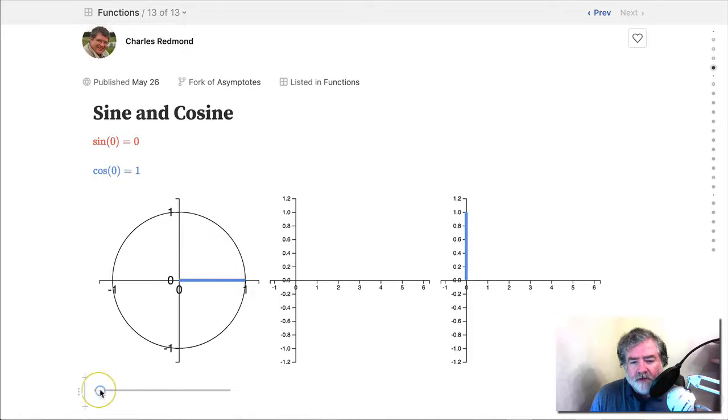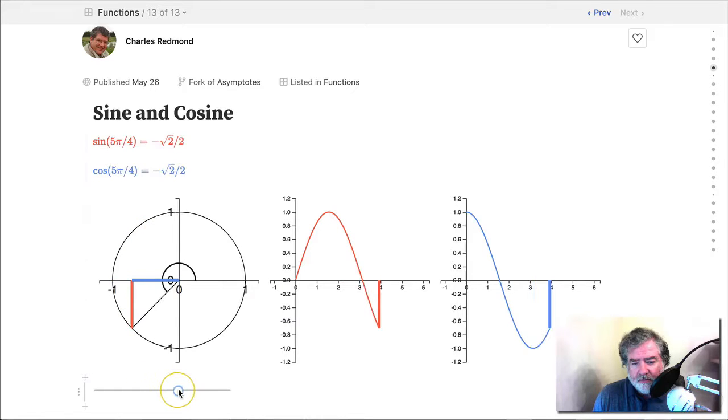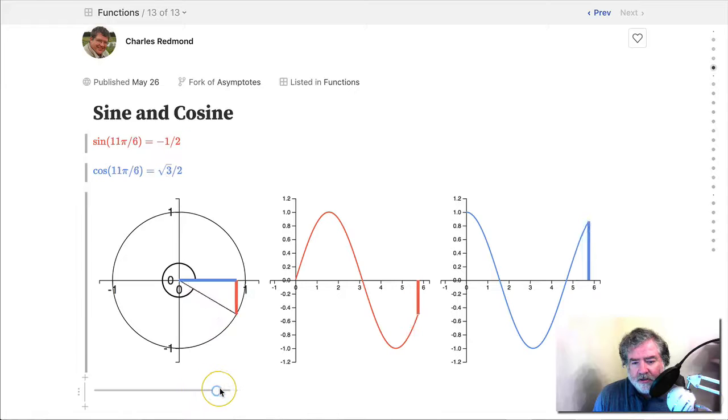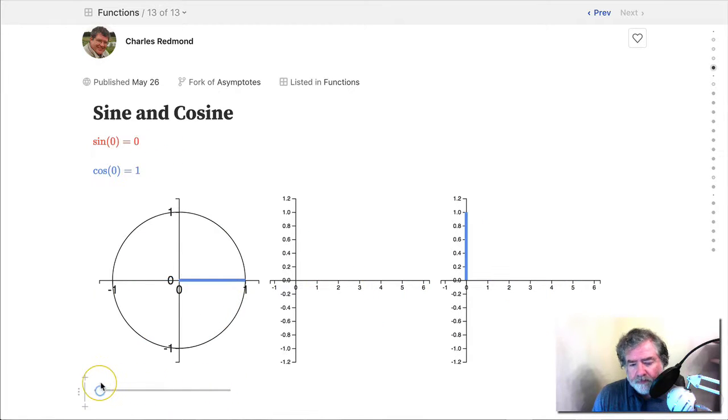So the student can follow that as the angle increases to see what happens to sine and cosine as you go around the unit circle. Up here, you can see which angle. I've limited it to the popular angles.